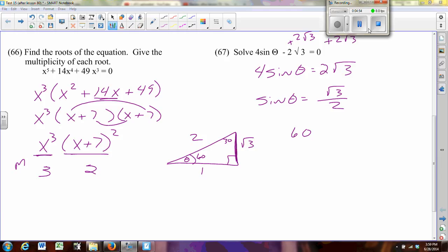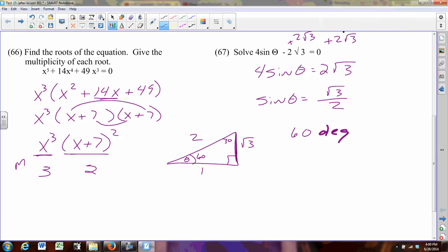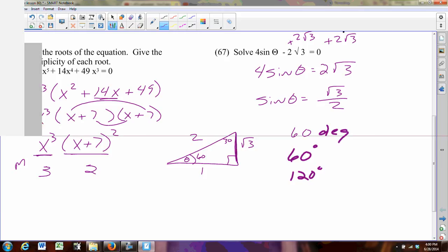And I should label it degrees, or I could put 60 degrees, or you could say it would be 120 degrees. Either degree would be acceptable.